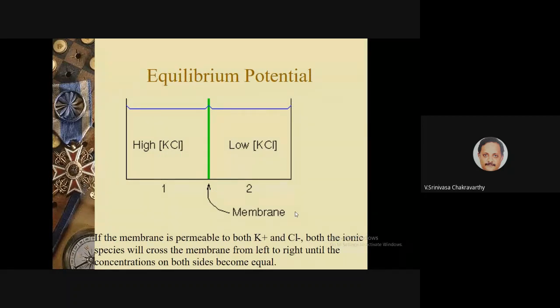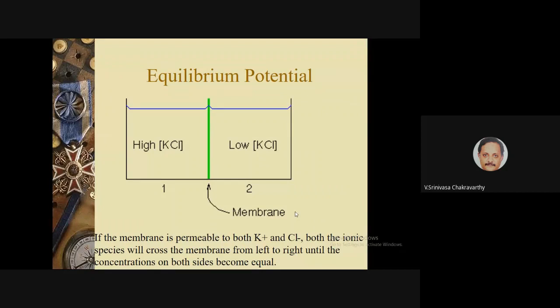Let us consider a beaker which is filled with a solution of KCl, potassium chloride, and there is a separating membrane in the middle of the beaker. In the left compartment, there is KCl at high concentration. In the right, there's KCl at low concentration. There's a membrane separating the two, and KCl can cross the membrane.